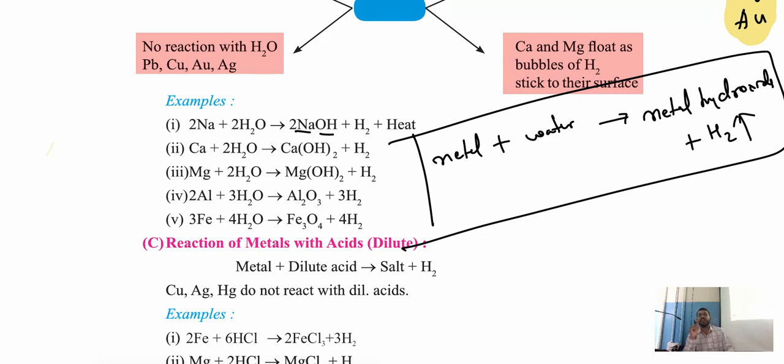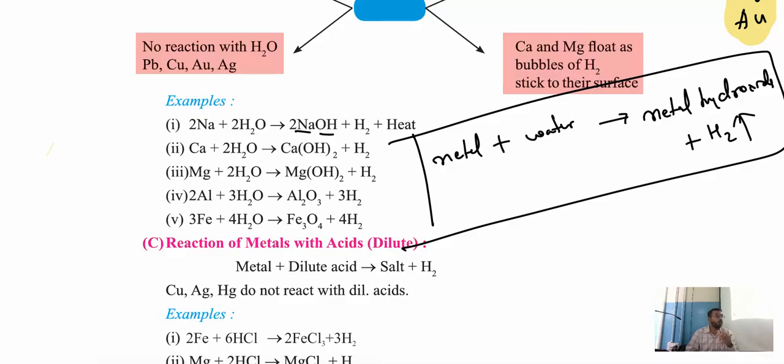Here you can expect one more question. Name the gas liberated when metal reacts with water. Many times this question is asked in the exam. When metal reacts with water, which gas is liberated? Hydrogen gas. Don't get confused. Understood?